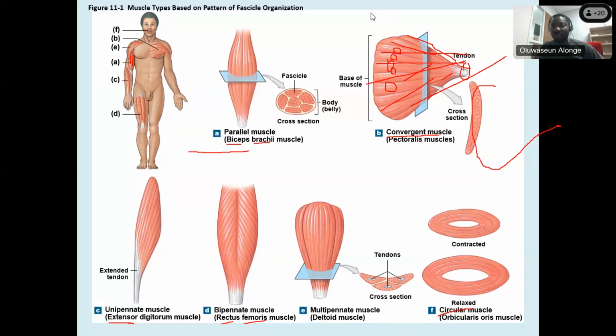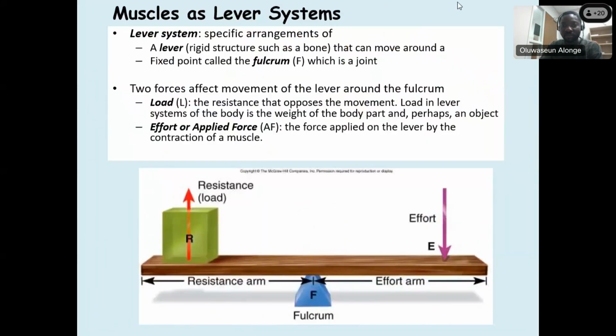Then if it is around the mouth, it is orbicularis oris, which means circular muscles of the mouth. If it's around the eye, orbicularis oculi, circular muscles of the eye. So those are the general arrangement of muscles.